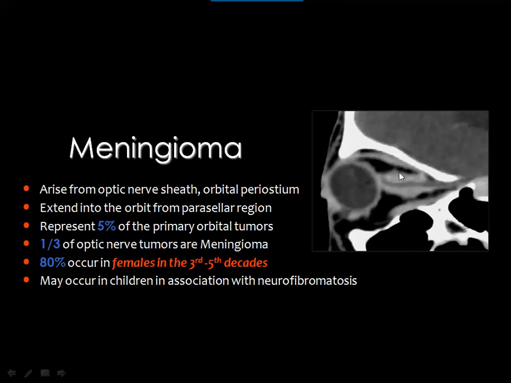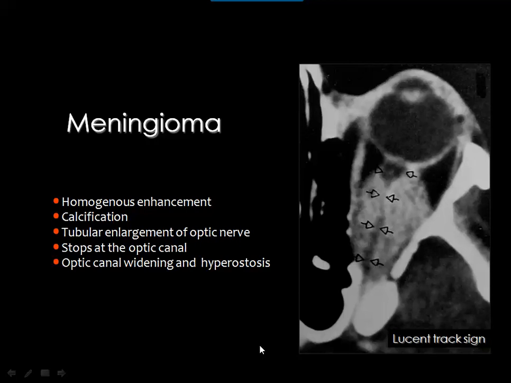You can see the optic nerve itself within the enhancing tumor mass, meaning that the tumor is arising from the optic nerve sheath, not from the optic nerve fibers. And this is the lucent tract sign, which is one of the helpful diagnostic signs of a meningioma. Homogeneous post-contrast enhancement, it may show calcium, tubular enlargement of the optic nerve, may stop at the optic nerve canal or may go inside the intracranium.